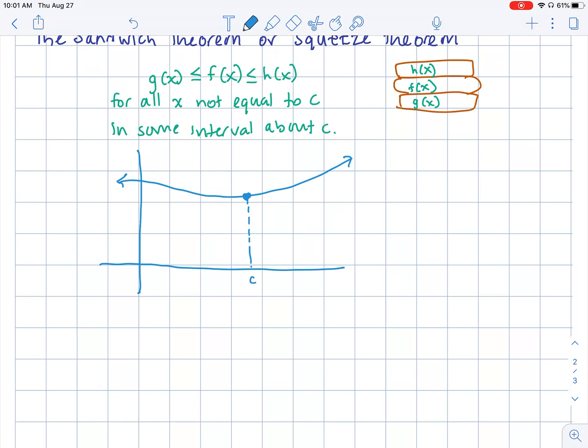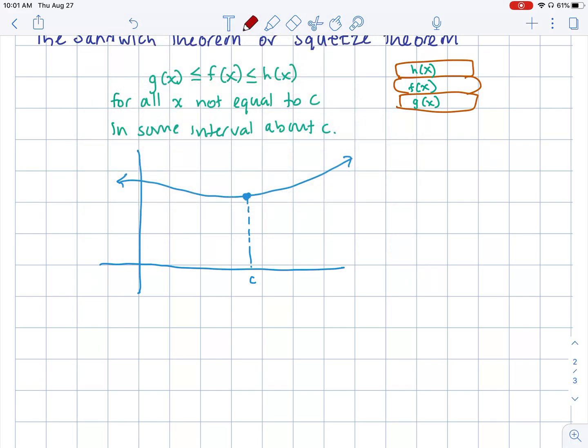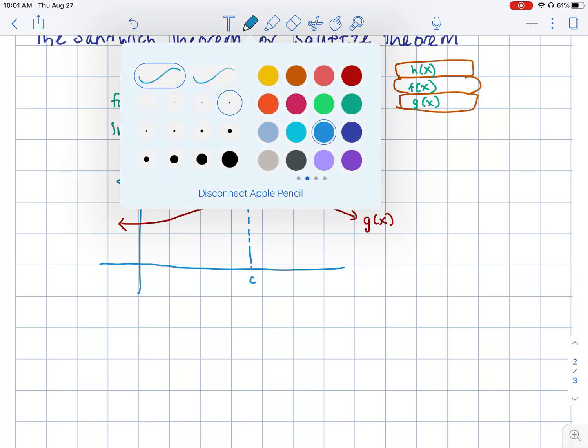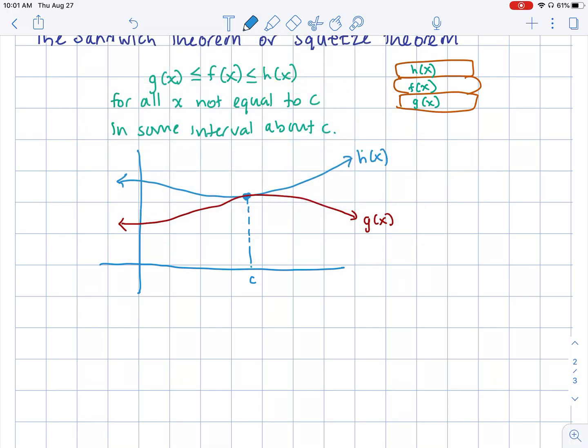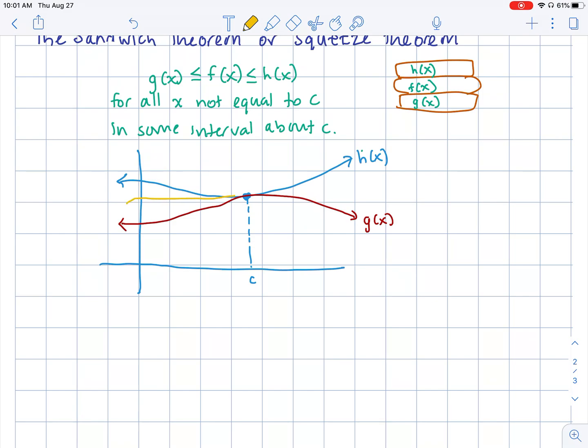Now let's switch colors, and we're going to draw the bottom bread. The bottom bread is going to meet at point c, where it's equal. I forgot to label, so this is our bottom bread, g of x, and our top bread was h of x. Then we have our bologna in between. So in a different color, let's draw our bologna being f of x.